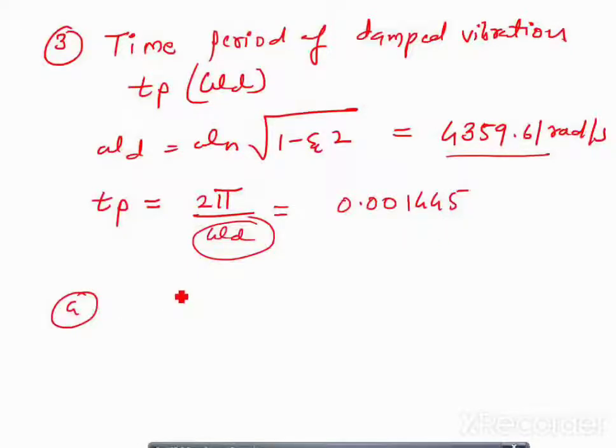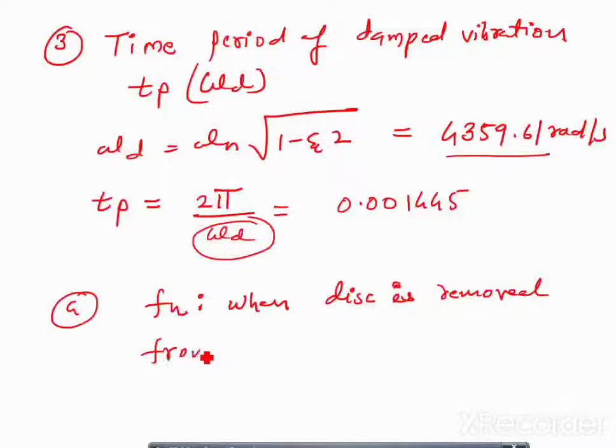And now point number 4, they have asked you to calculate frequency Fn when disk is removed from the viscous fluid. So what do you mean by this? They are saying that don't immerse the disk inside a viscous fluid. Viscous fluid is nothing but like an external damper. So when there is no external damper, there is no zeta. Zeta is almost equal to 0. So this becomes an undamped system.